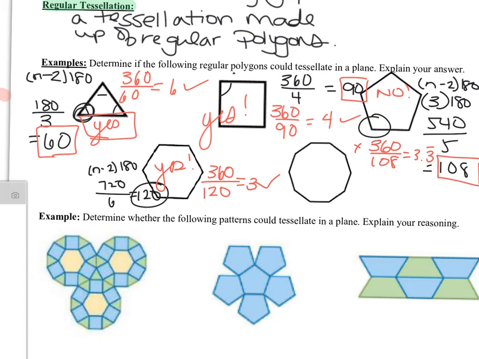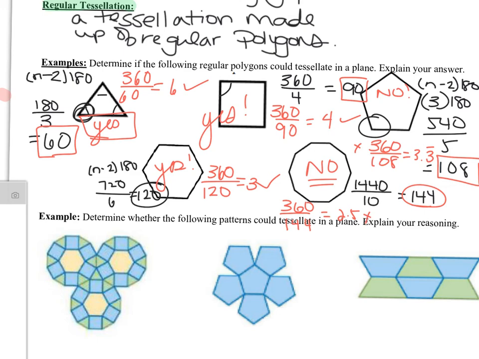If I look at the last one, I have 1, 2, 3, 4, 5, 6, 7, 8, 9, 10 sides. So 8 times 180 is 1440. Divide that by 10, I get 144. I now need to ask myself, is 360 divisible by 144? Well, 360 divided by 144 is 2.5. So no, it does not tessellate.